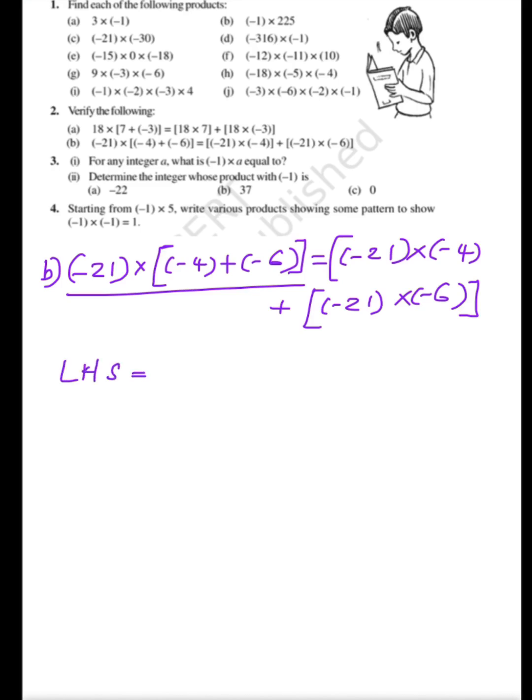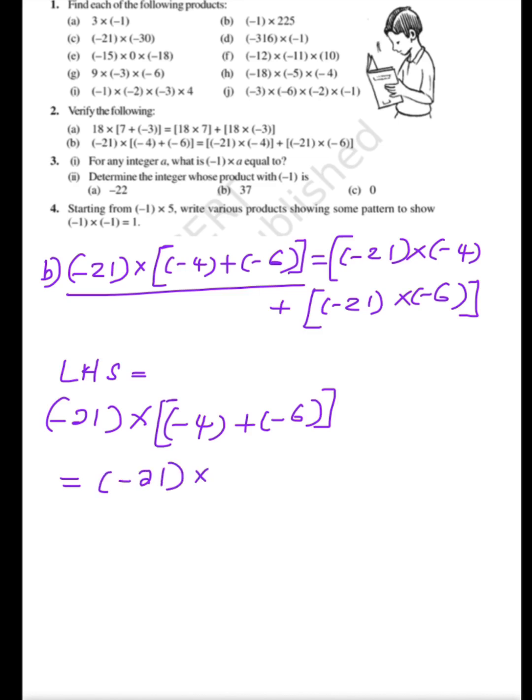So let's verify this side first, which is the LHS. Okay. What is LHS here? Minus 21 into minus 4 plus minus 6. Okay. So here also let's do the things inside the bracket first. Okay, that is the correct way of doing. So let's write this minus 21 as it is into. Now what is inside the bracket? Minus 4 plus minus 6. What is minus 4 plus minus 6? Here we have got integers with the same sign. So we have to add them and put the sign. So minus 10 will be the answer.